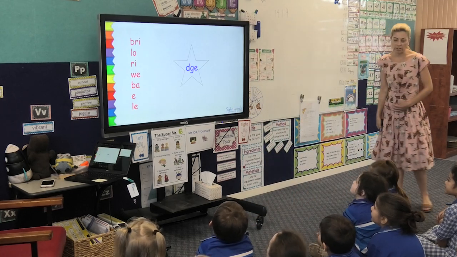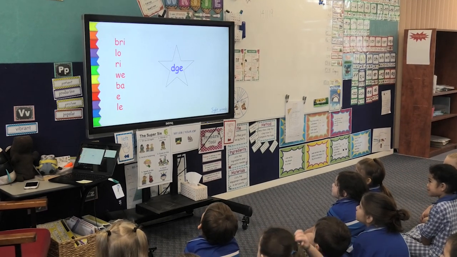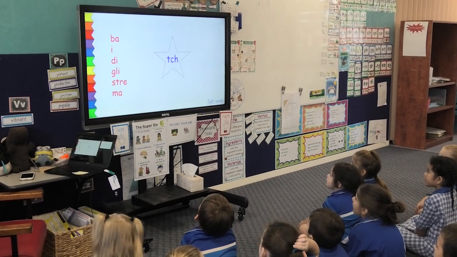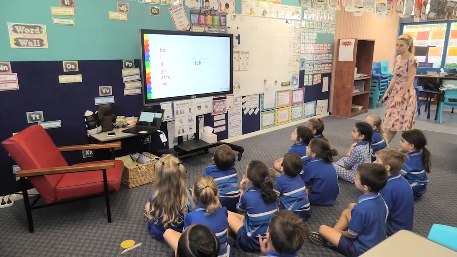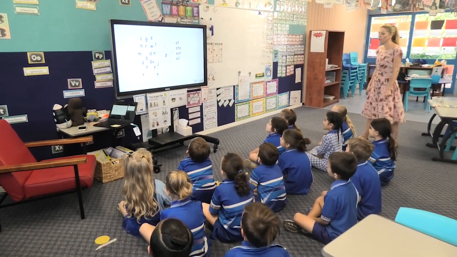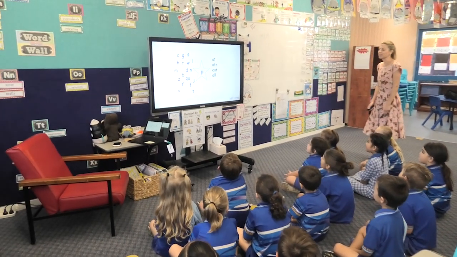Right, beautiful. What is the trigraph in my star? Track. Ridge, long, ridge, west, back, edge, ledge. What is the trigraph in my star? Track. Back, edge, ridge, bridge, church, match. What is the name of the graph in my star? P. What sound does it make? P. Track.